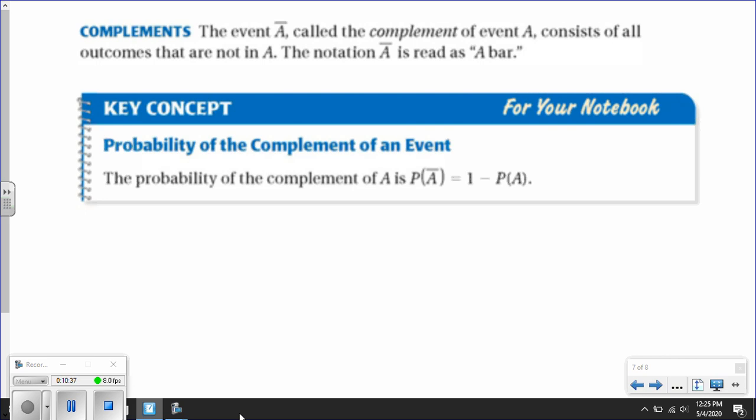Next, we're going to talk about a complement. The event A bar is called the complement of event A, and it consists of all the outcomes that are not in A. This little bar, you actually say A bar. So to find the probability of the complement of A, the probability of A bar, you just take 1 and subtract the probability of A.